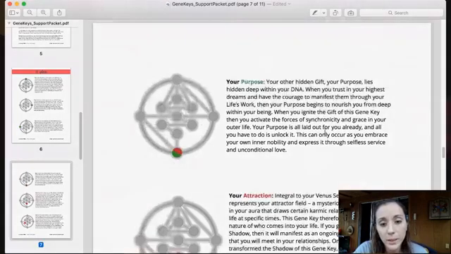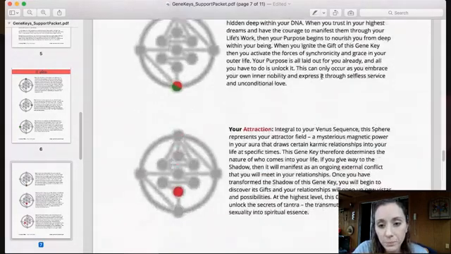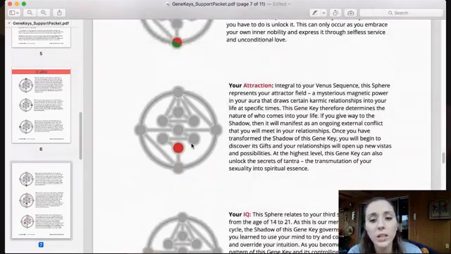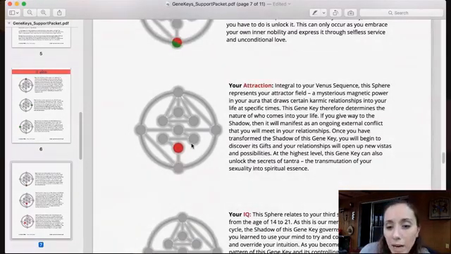So that's the purpose. Your attraction sphere comes into your Venus sequence, and it's about your attractor field. It's a magnetic power in your aura that draws certain karmic relationships into your life. So it's the people, the situations, the relationships that you attract into your life.